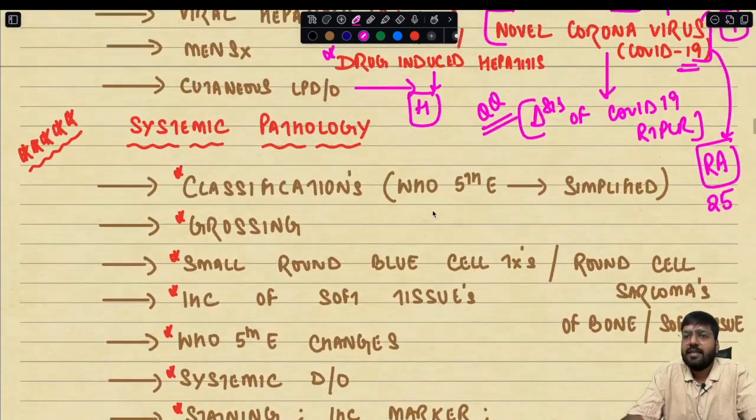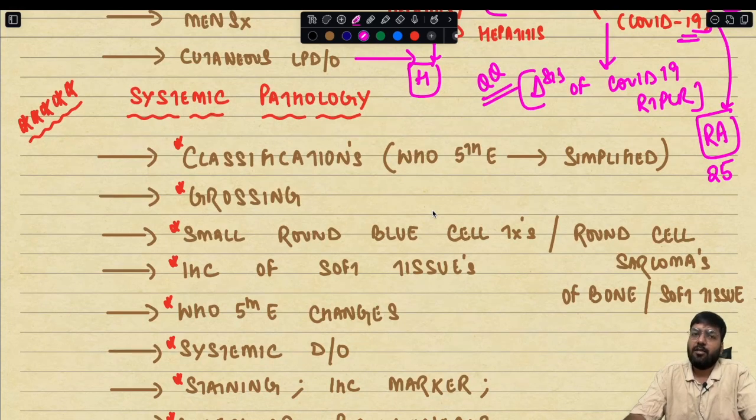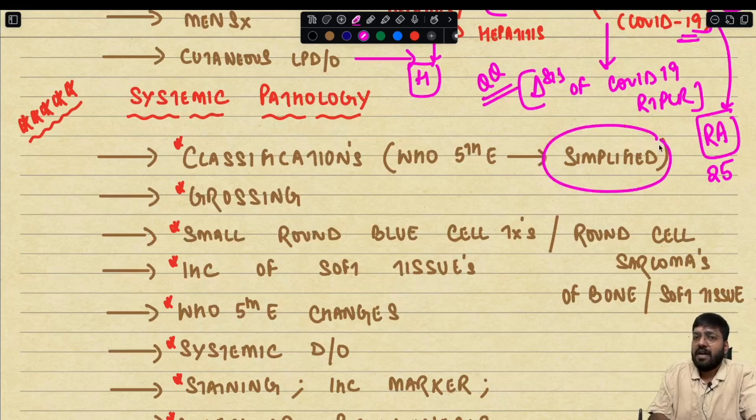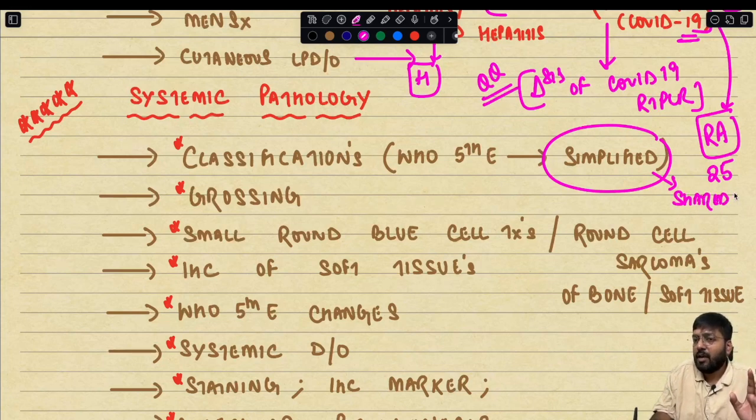So let us see. Very importantly, in systemic pathology you will get some classifications. A simplified version of the WHO 5th edition classification has to be remembered. A simplified version, where it has been possible, I have included them. All the classifications are important, and all the classifications I have already shared in our announcement group several times. So all the classifications are already shared in the groups, in the announcement group.